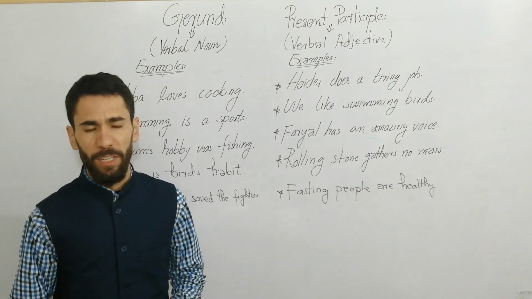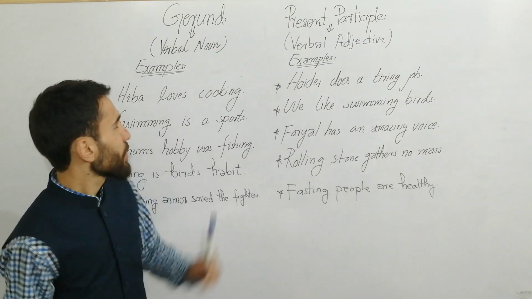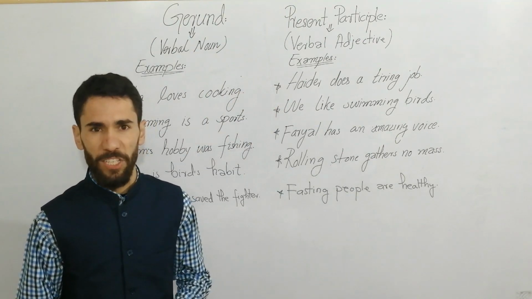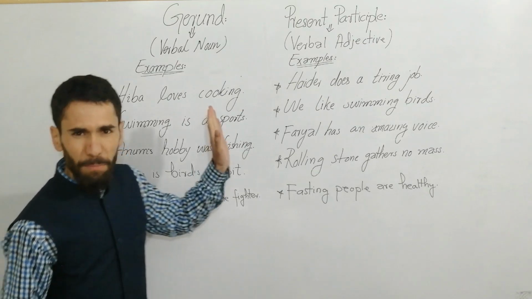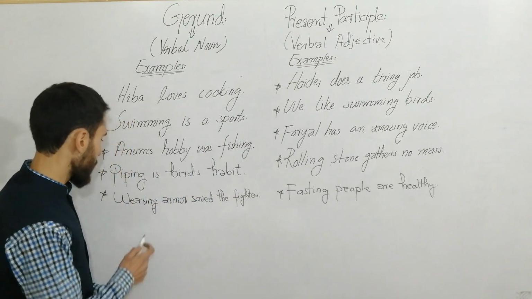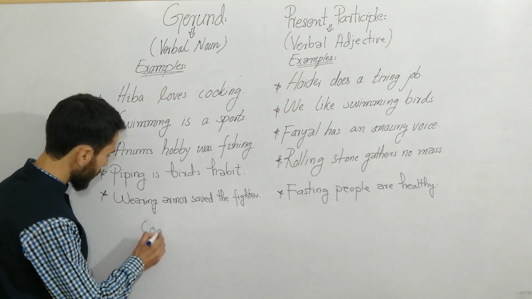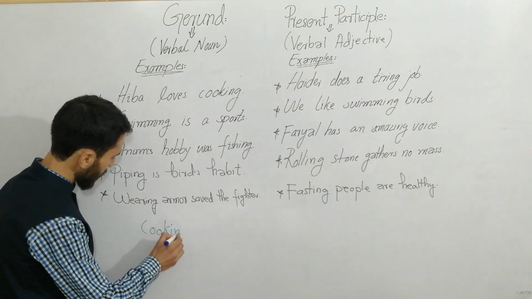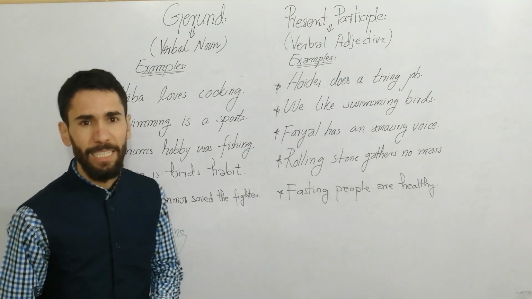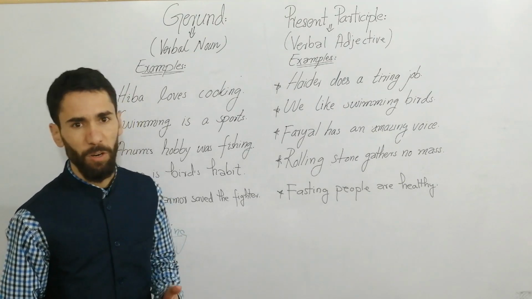The topic of our today's discussion is gerund and present participle. It's very interesting. So let's come to gerund. We have the fourth form of verb. For example, cook is a verb, and cooking is the fourth form of verb, or we call it the ing form of verb.